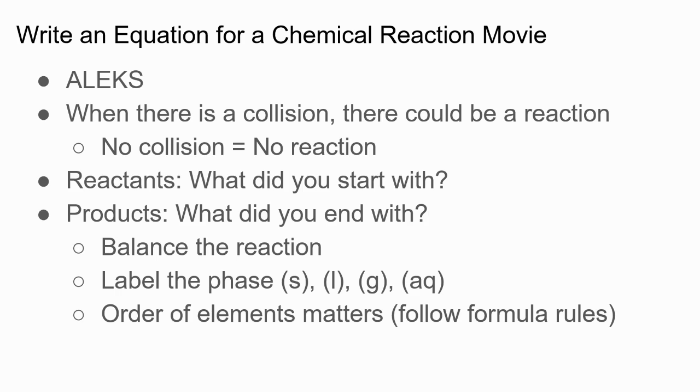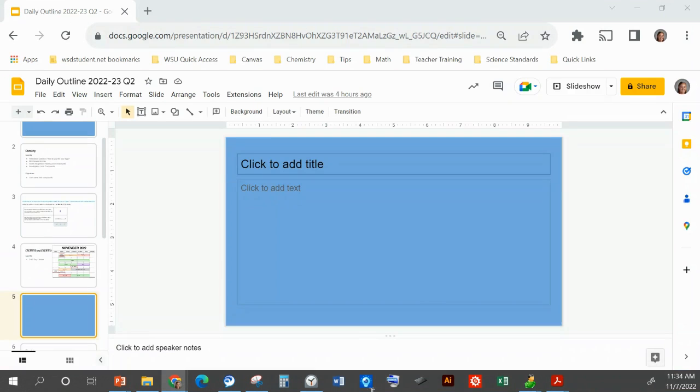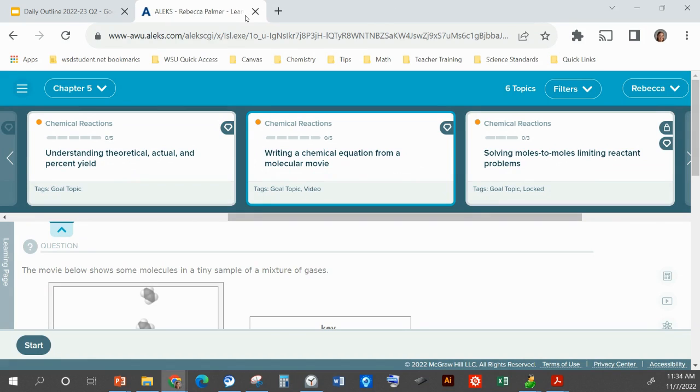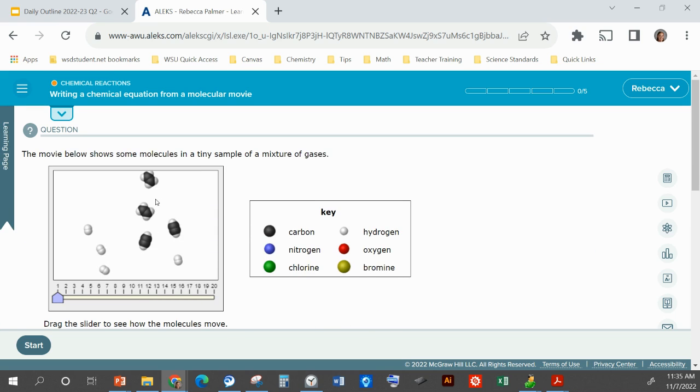So just understanding this topic is kind of weird, but I don't think it's that hard of a topic. It's just kind of a weird one. So let me just see if I can find it. Okay, it's called writing a chemical reaction from a molecular movie. So if you have this topic ready, you can do it with us. It's in chapter 5, chemical reactions, writing a chemical equation from a molecular movie. So if it's locked for you, you just have to do topics before you can get to that one. Does that make sense? Okay.